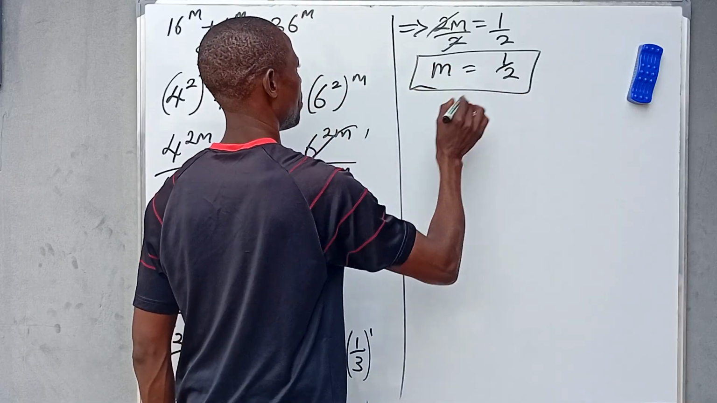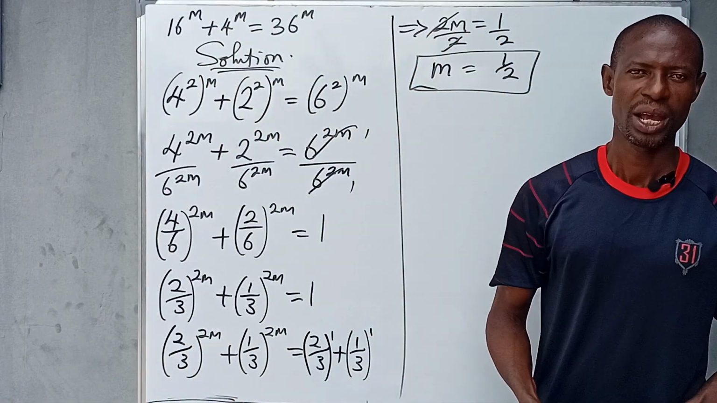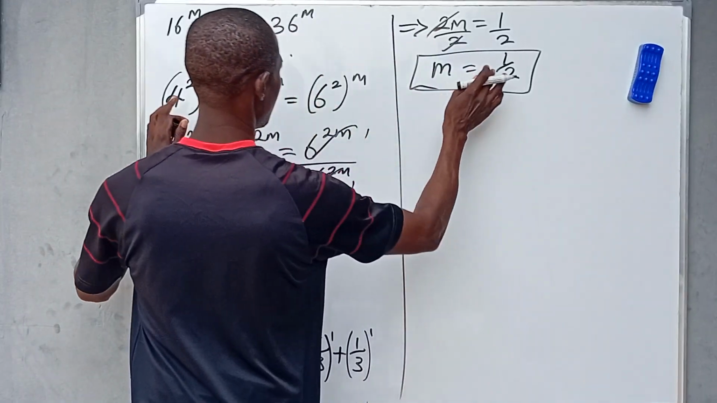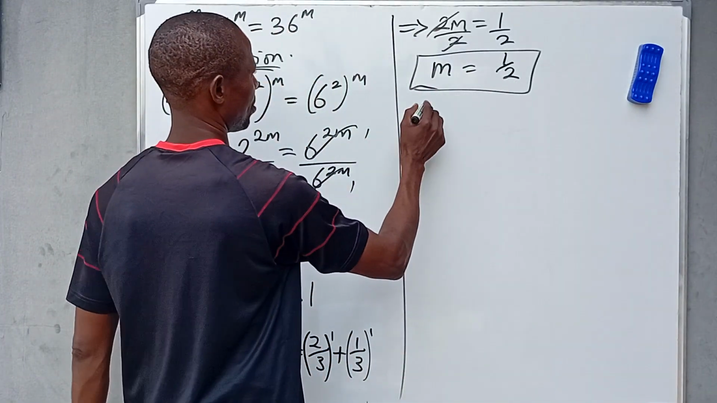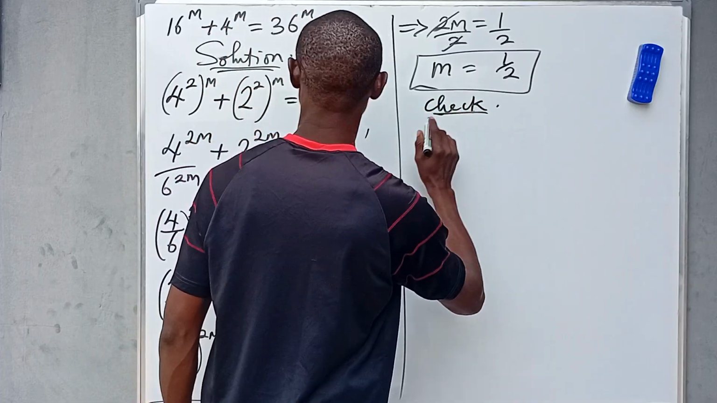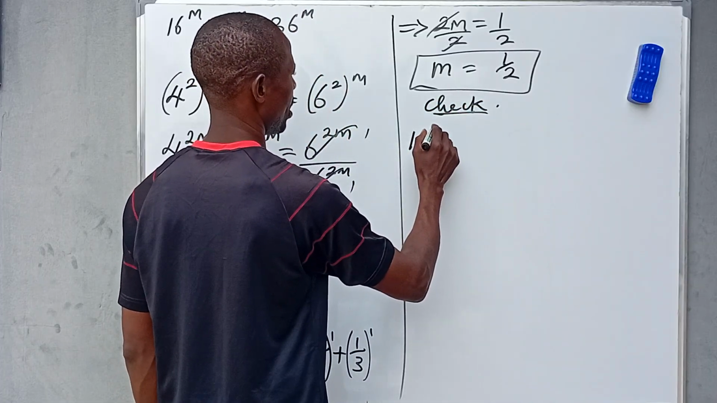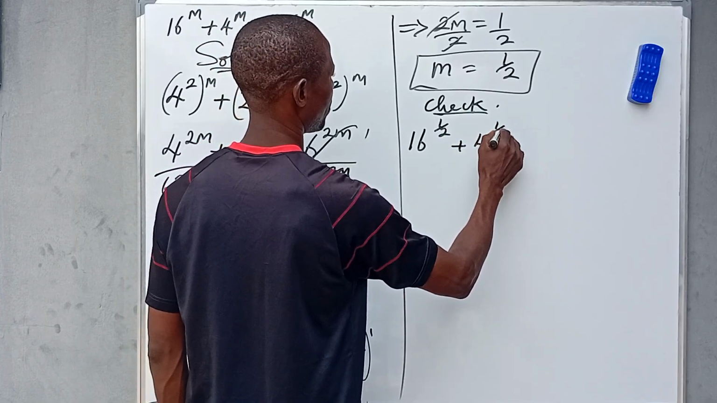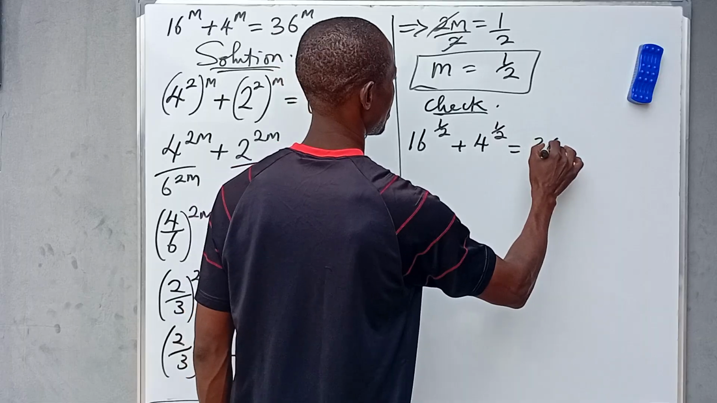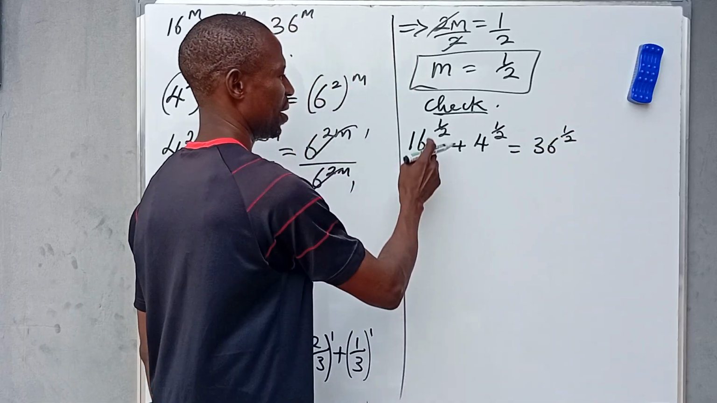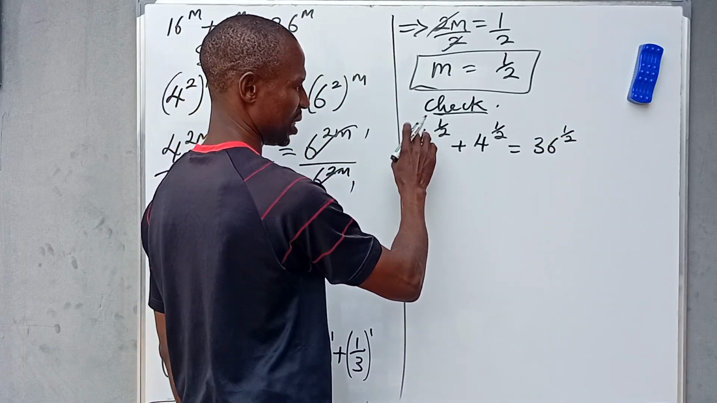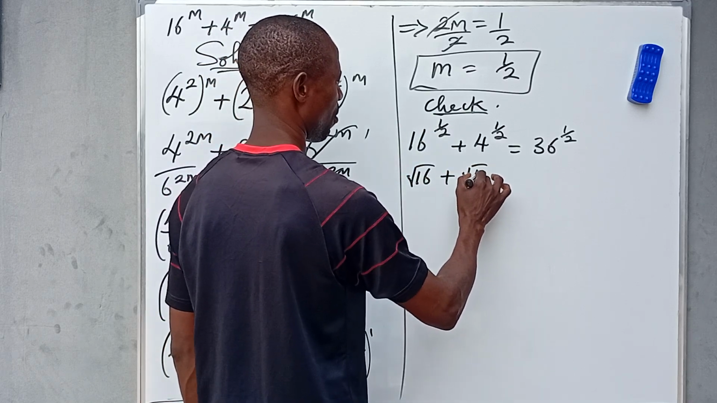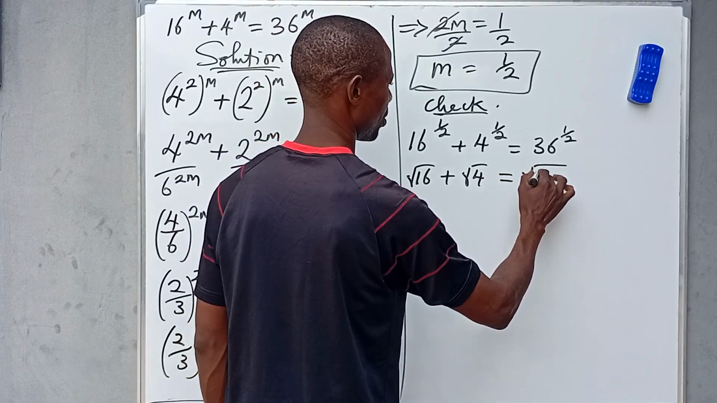This is the value of m that satisfies the original equation. But we want to check if this is actually correct. So we put in 1 over 2 wherever we see m. From our check, we have 16 raised to the power of 1 over 2 plus 4 raised to the power of 1 over 2 equal to 36 raised to the power of 1 over 2. This expression is the same thing as the square root of 16 plus the square root of 4 equal to the square root of 36.